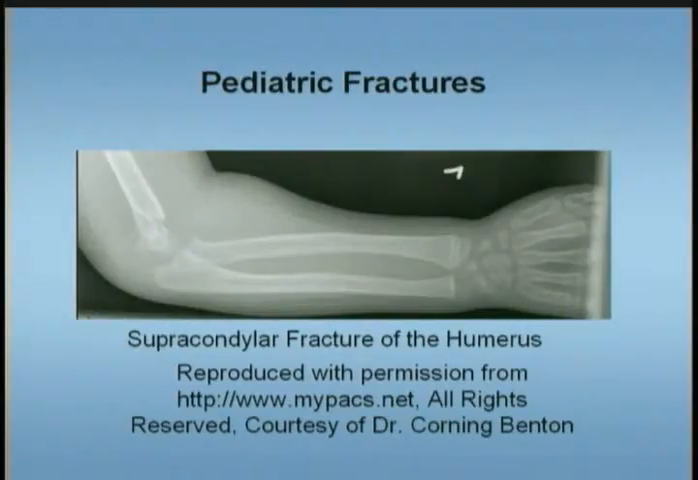We now have a few illustrations of some of the fractures in children that we have talked about. This first one you're looking at is a supracondylar fracture of the humerus.